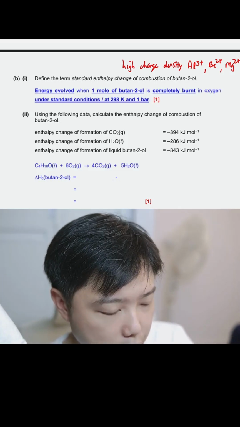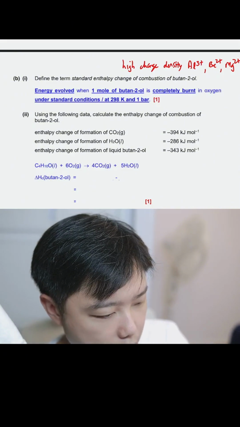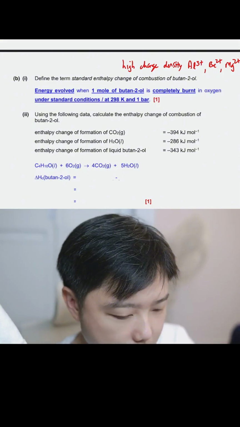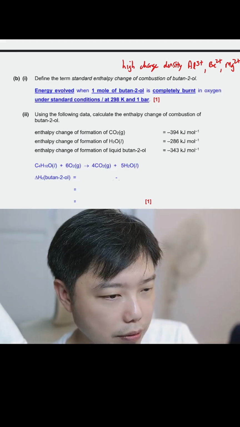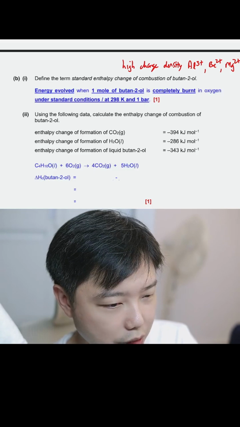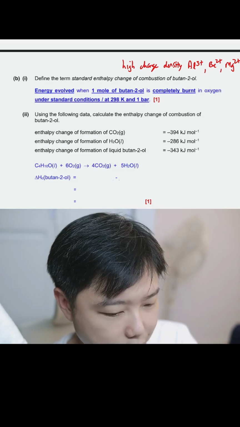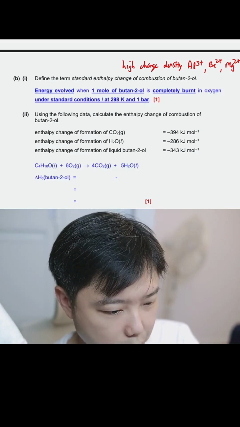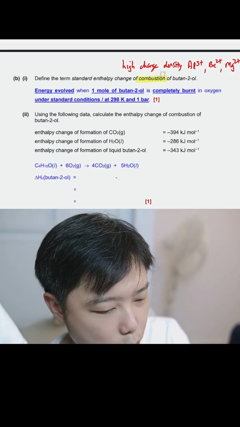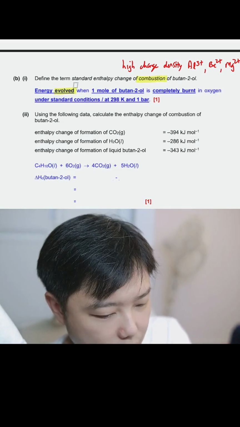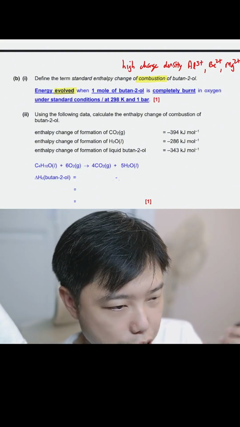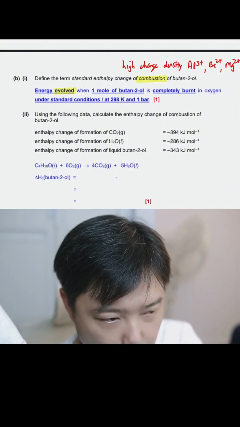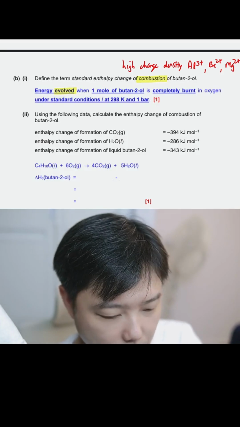So when you write down your definition, what's the important thing? You must ask yourself, is the energy released or absorbed? If it is not confirmed that it's either one, you can put energy change. But for things like combustion, you must know that energy is released. If you put energy change, you will probably be penalized.